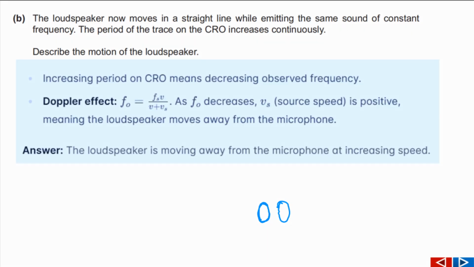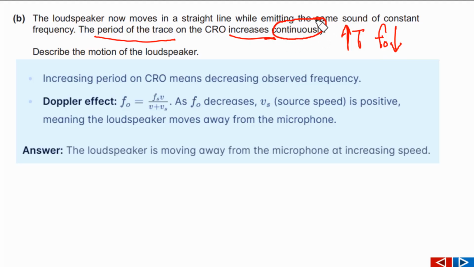So this is a nice question. This is about the Doppler effect. So you have to understand in this case, the period of the trace increases. So if the period of the wave is increasing, what is happening to the frequency? It means the observed frequency is decreasing. Then it is given as continuously decreasing, so it means frequency is also decreasing continuously. So we need to understand the Doppler effect. As frequency is decreasing, it means the source is moving away. So you can also deduce this one: the source is moving away in this case.